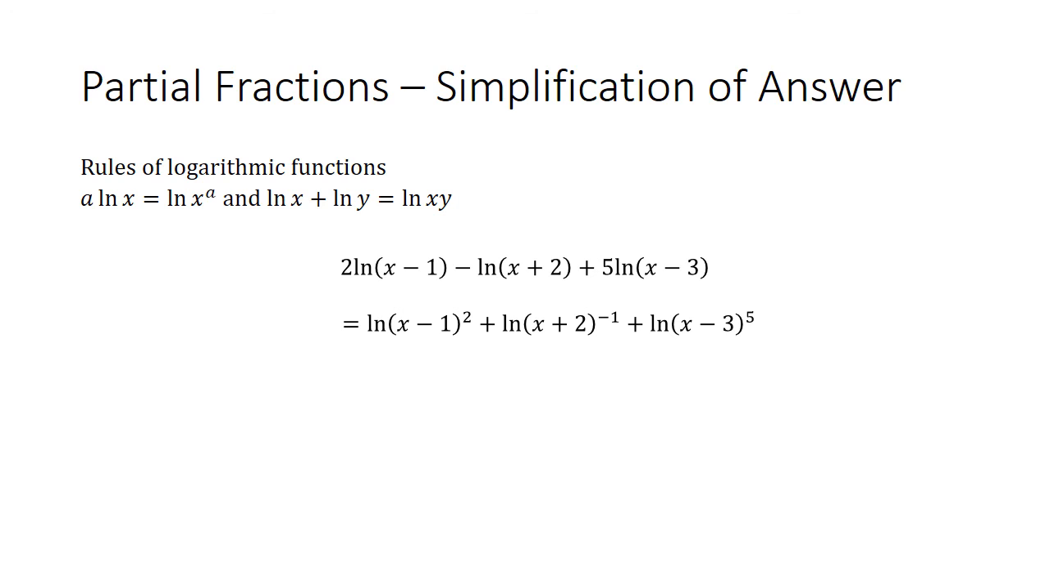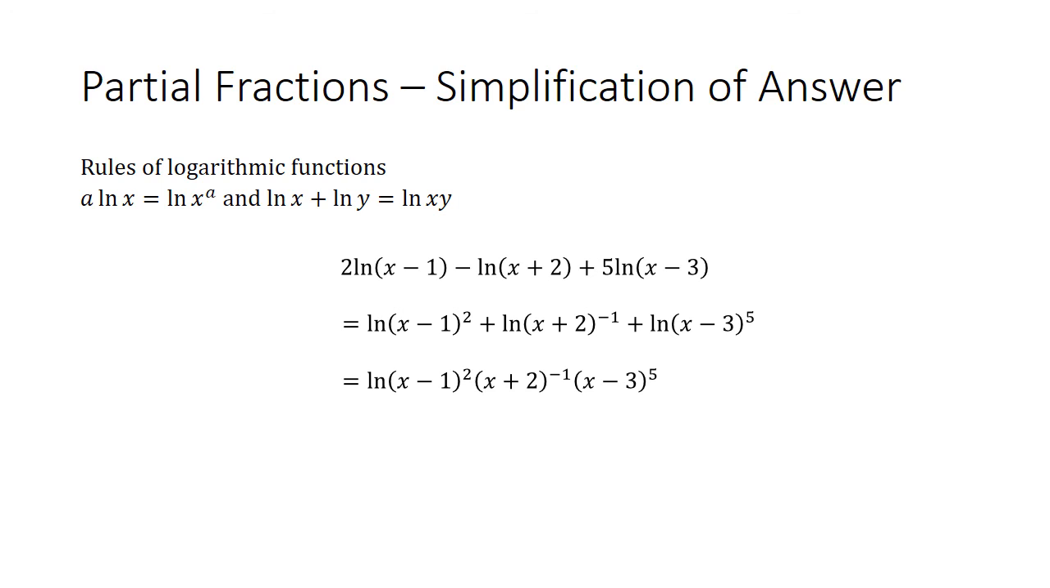The next thing we're going to do is apply the second rule. What this enables us to do is if we apply the log of x plus the log of y to the first two, we get the log of x minus 1 squared times x plus 2 to the minus 1. And then if we apply that to the next one, we get the full product, the log of x minus 1 squared times x plus 2 to the minus 1 multiplied by x minus 3 to the power of 5.